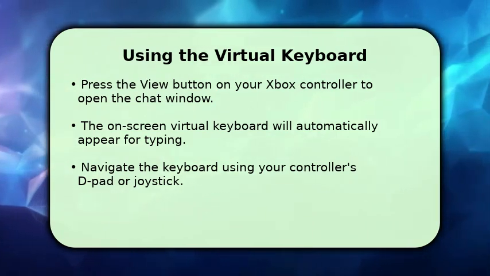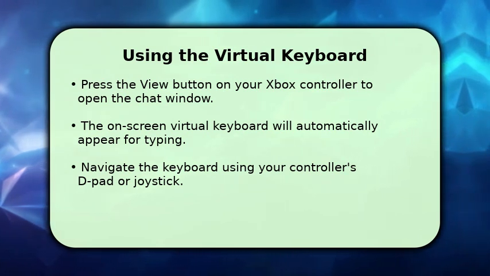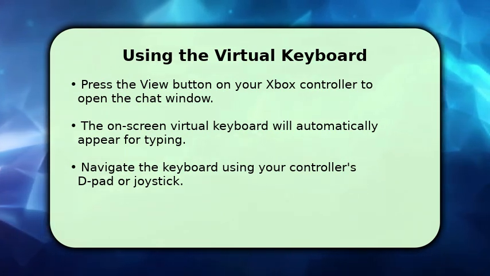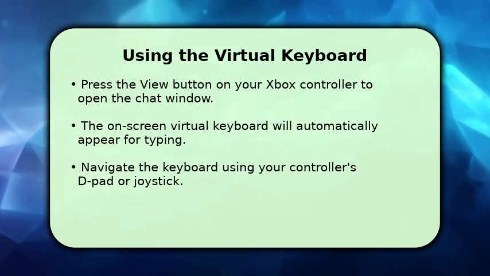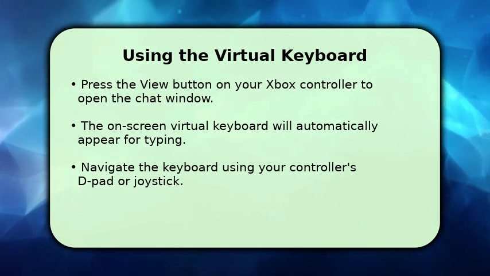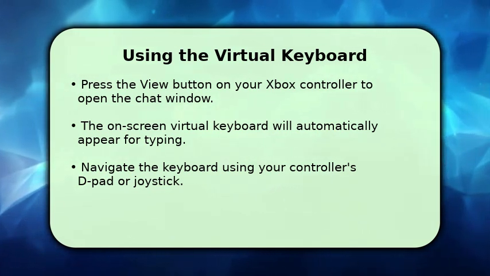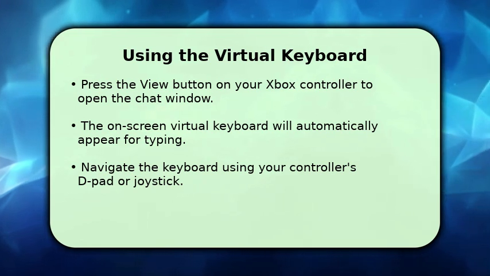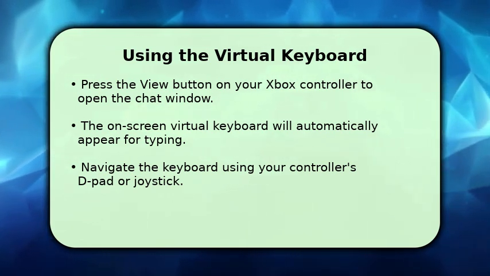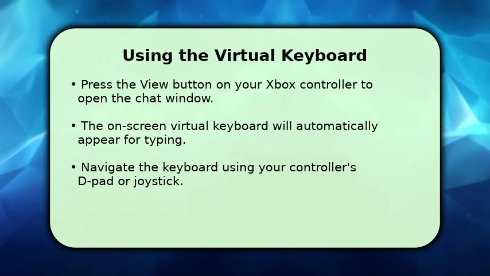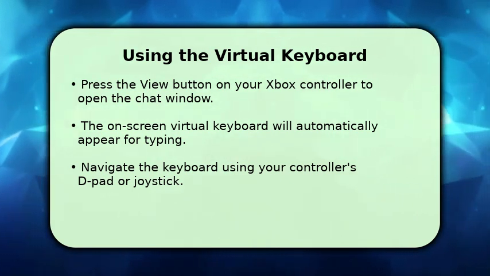While in a Roblox game, simply press the view button on your Xbox controller, which has two small rectangles. This action will bring up the chat window, and the virtual keyboard will appear. Use your controller's D-pad or joystick to move between letters, pressing the A button to select them. Once your message is complete, press Enter or the menu button to send it to the chat.